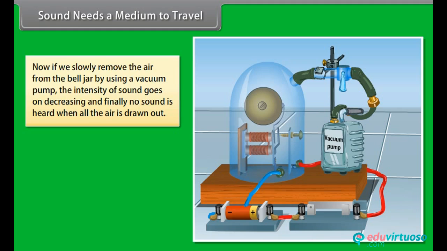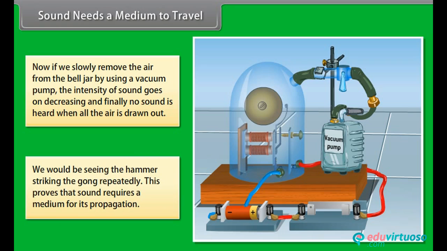Now, if we slowly remove the air from the bell jar by using a vacuum pump, the intensity of sound goes on decreasing and finally no sound is heard when all the air is drawn out. We would be seeing the hammer striking the gong repeatedly. This clearly proves that sound requires a medium for its propagation. Sound waves are longitudinal waves.